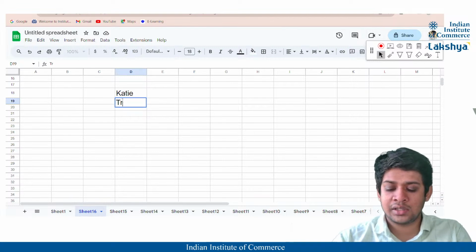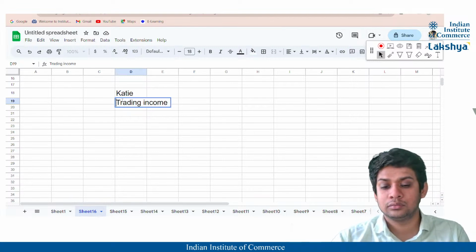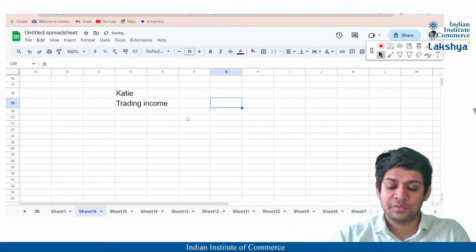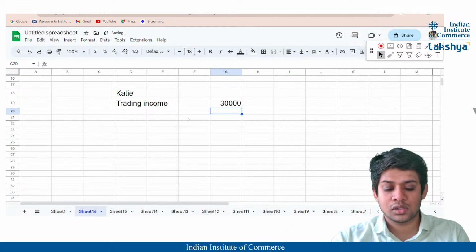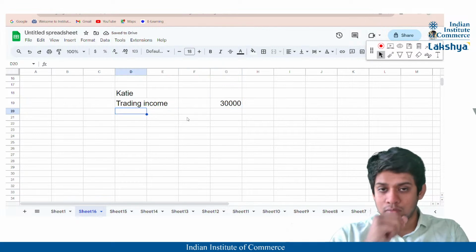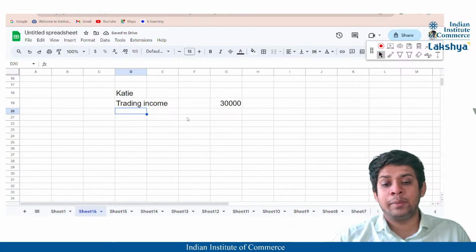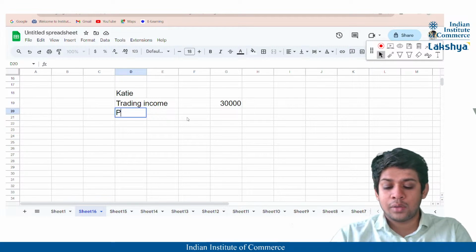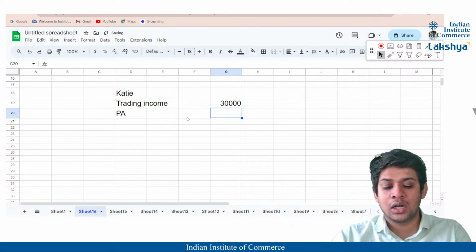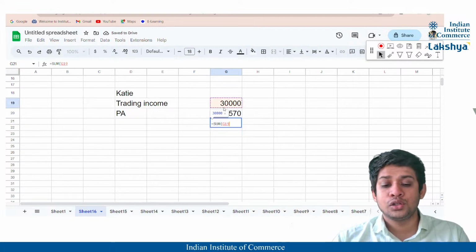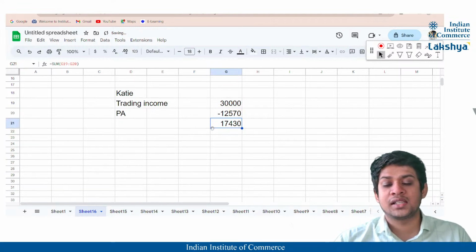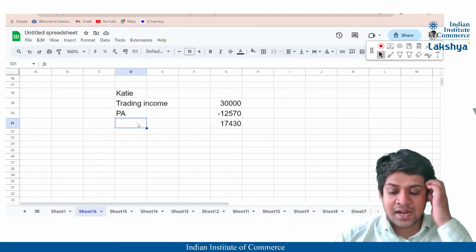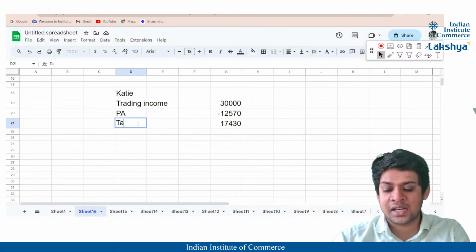So KT has a trading income of 30,000 pounds. Okay. This is her net income only because there are no reliefs or anything. From this, we directly deduct the personal allowance of 12,570 pounds. So the remainder amount which is payable for tax is 17,430. Correct, guys? Now, this is my taxable income. This is KT's taxable income.